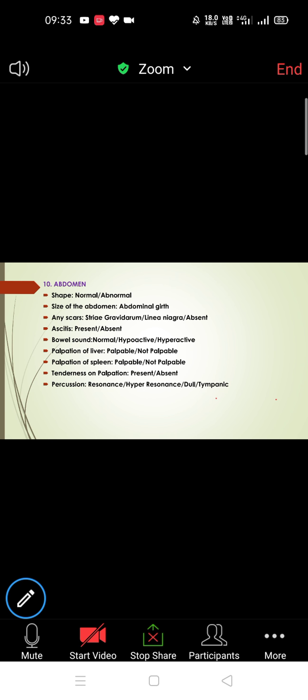Then the next is palpation of the liver. You will palpate the liver. If it's palpable, then palpable. If it's not palpable, then not palpable. So liver, spleen, all this you will palpate. Then next you will see tenderness on palpation. If any tenderness is present on palpation, then you will write present. If no, then absent. Then percussion. The percussion sounds are resonance, hyperresonance, dull and tympanic.